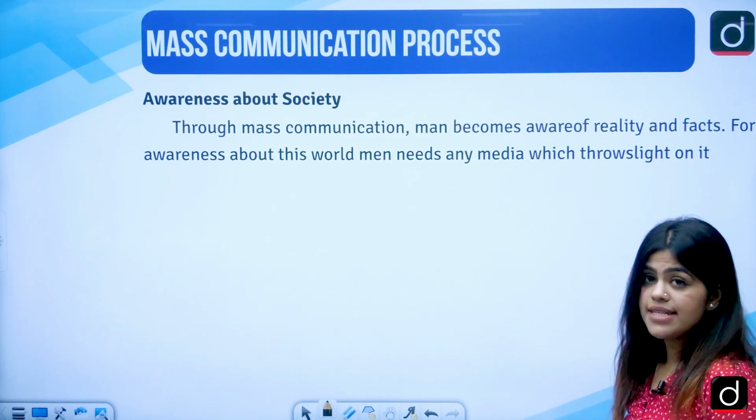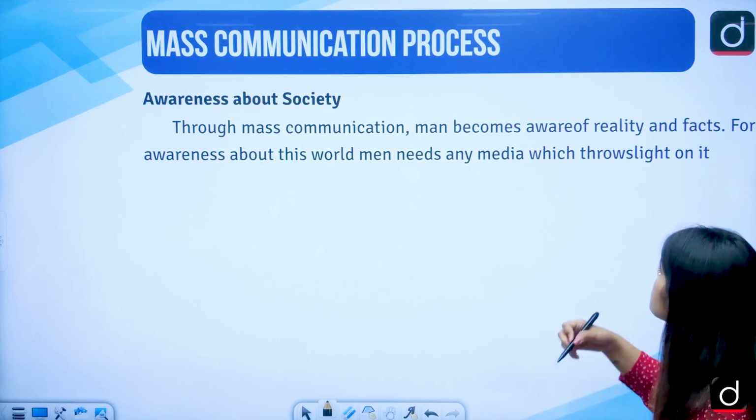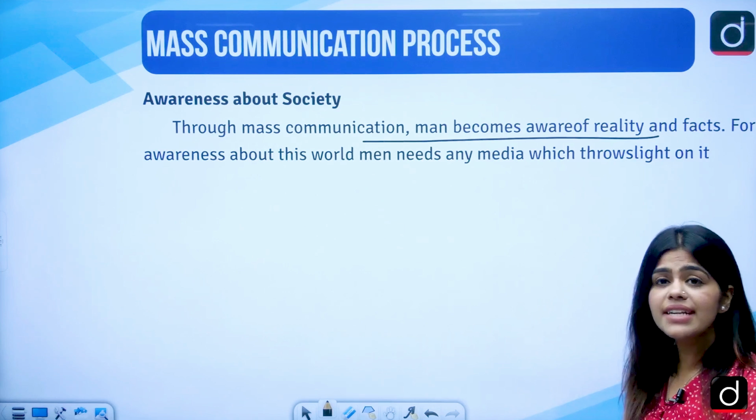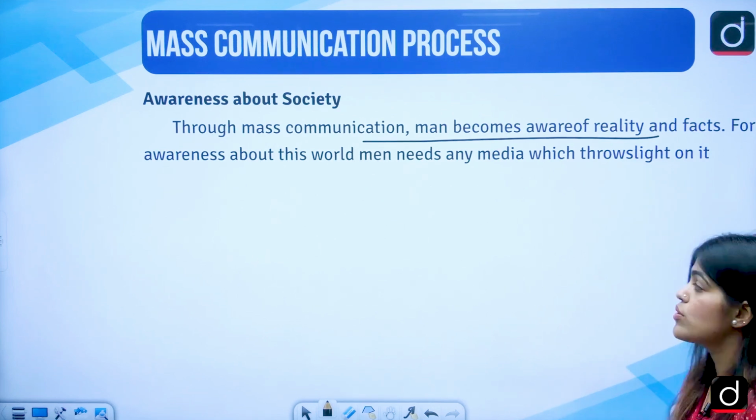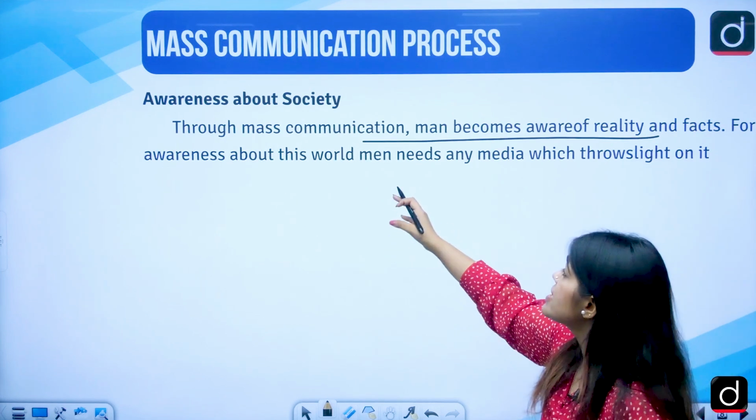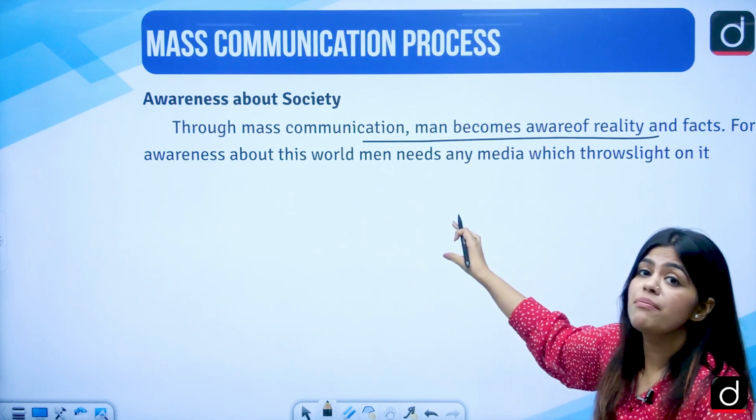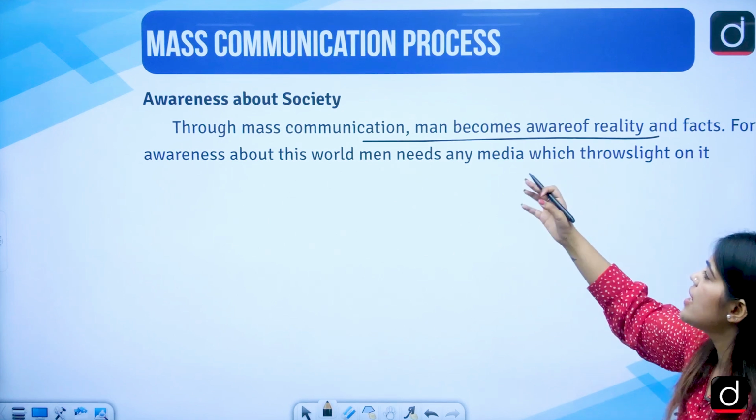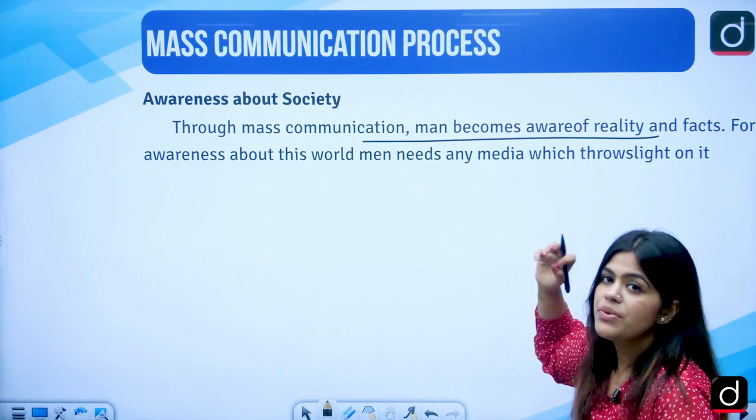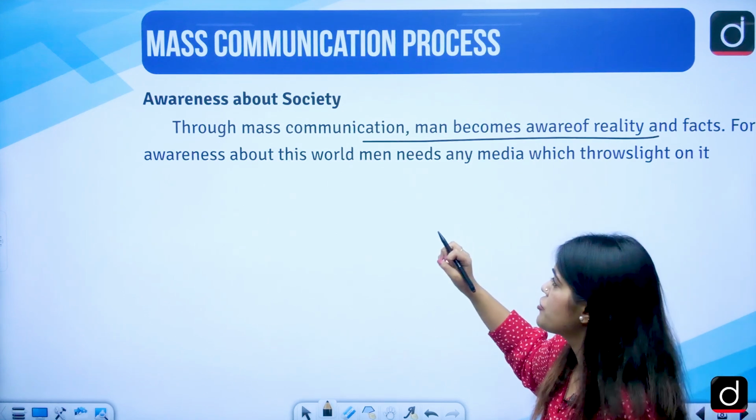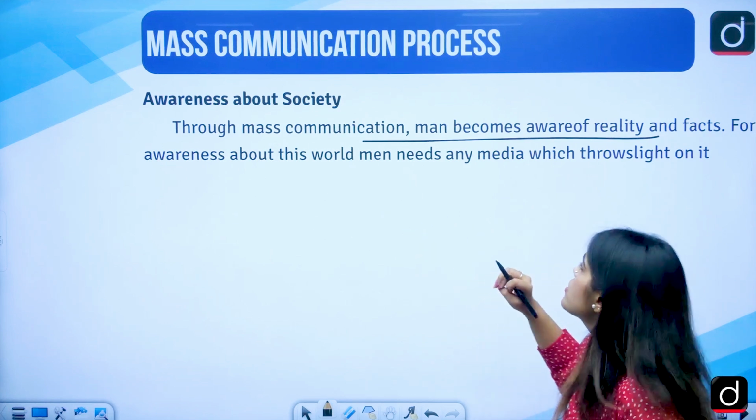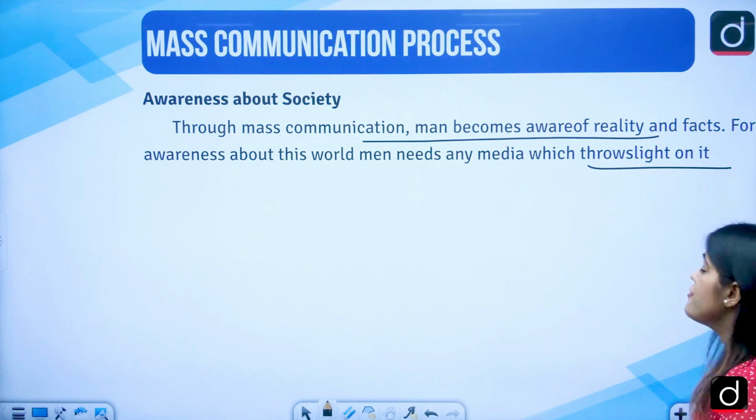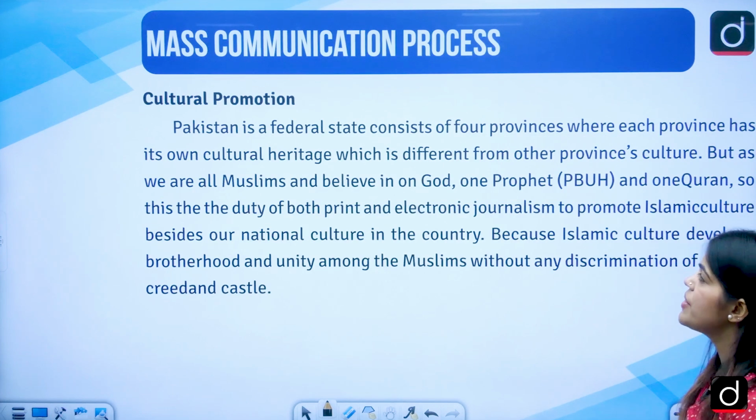Awareness about society. Through mass communication, man becomes aware of the reality and the facts that are happening. So awareness about the world is needed for a man to grow and to become an active citizen. This is done by mass media and mass communication. So awareness about society is another function. It will throw light on the information and the current happenings.